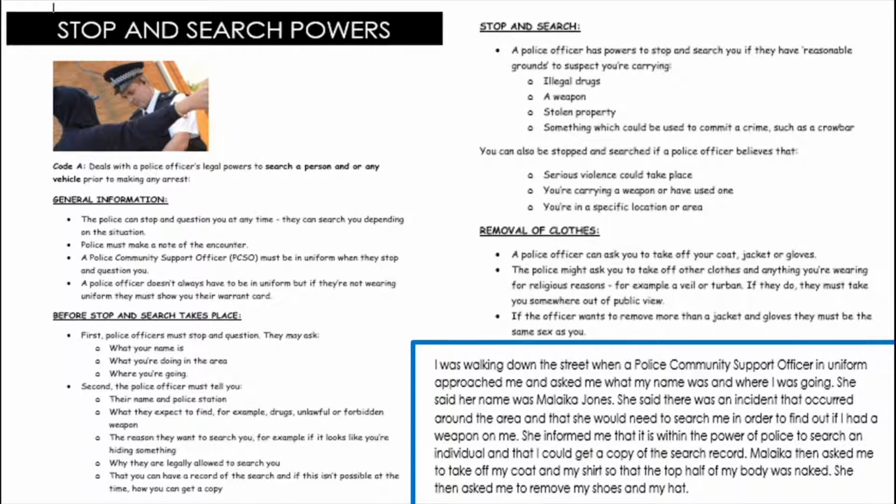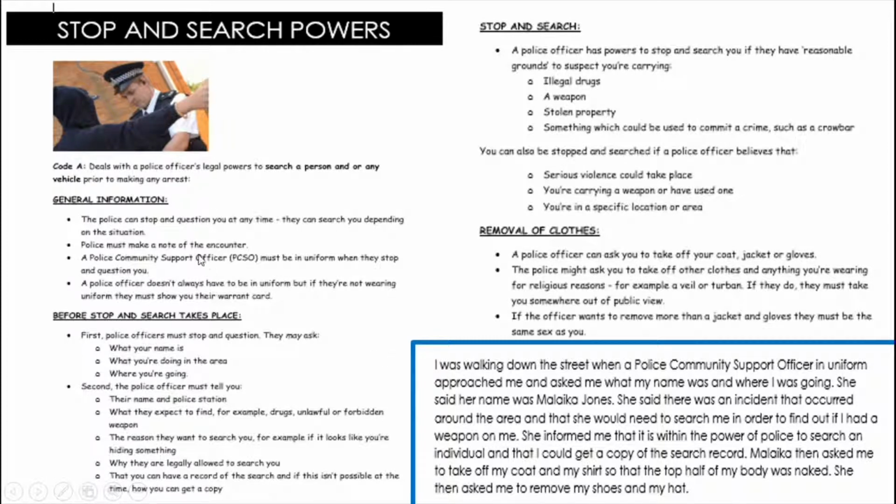We're going to be looking at the stop and search powers of the police and whether this police officer abused their power. What I usually do is read it sentence by sentence and apply it to the information that is provided. So: I was walking down the street when a police community support officer in uniform approached me and asked me what my name was and where I was going.